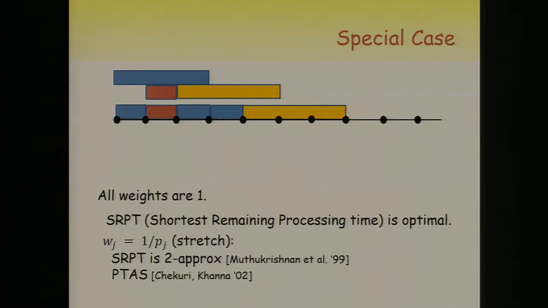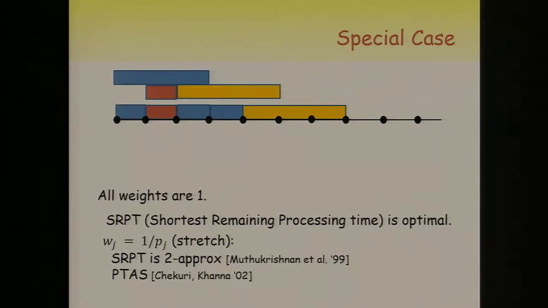So basically it says that if you are a short job, you have very high priority. If you are a long job, then your weight is small. In this case also it is known that the same algorithm is a 2 approximation algorithm, which basically means that whatever is the optimal solution, this simple algorithm will be within a factor of 2 of that.